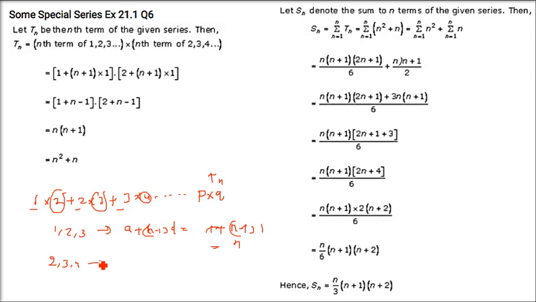Now we have 2, 3, 4. So what is the final term? A is 2 and D is 3 minus 2, which is 1. So you get N plus 1. So N into N plus 1 is N square plus N. Use sigma: sigma N square plus sigma N. So N into N plus 1 into 2N plus 1 by 6 is sigma N square, and sigma N is N into N plus 1 by 2. And finally you are going to get N by 3, N plus 1, N plus 2.